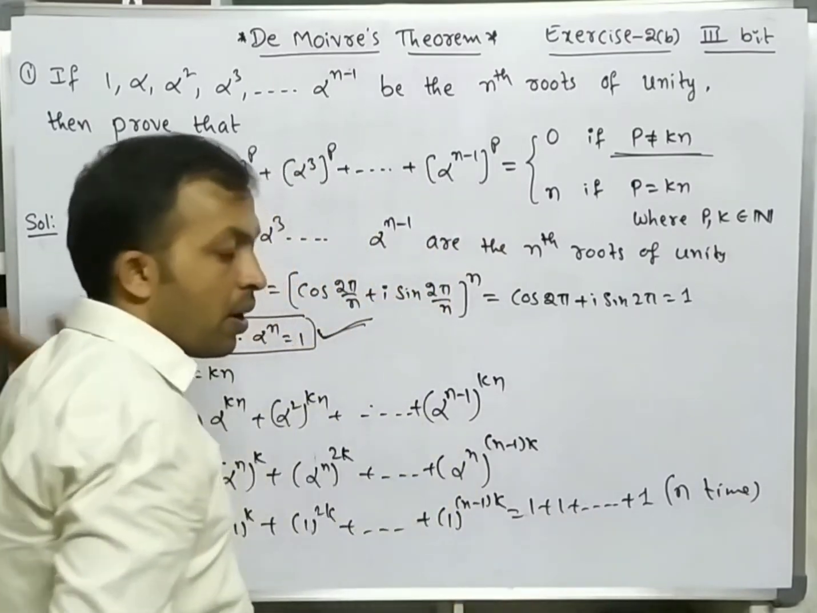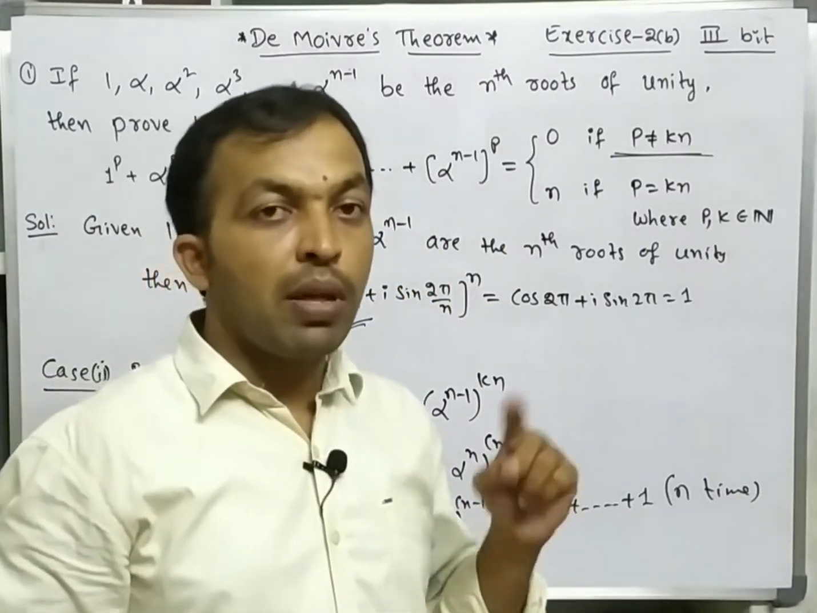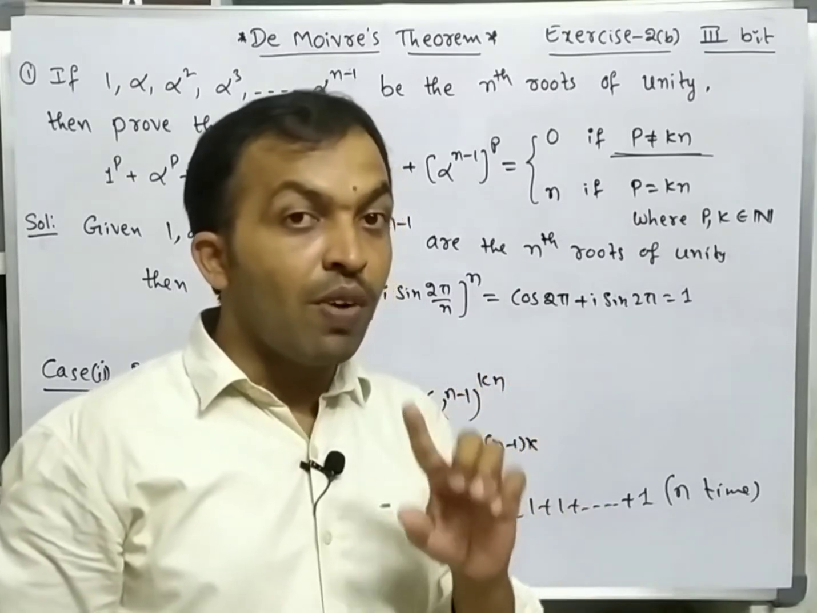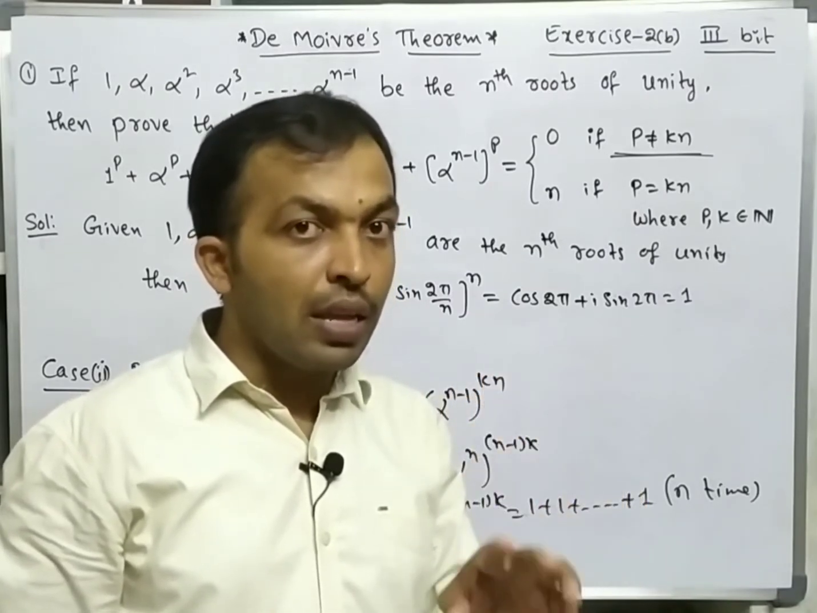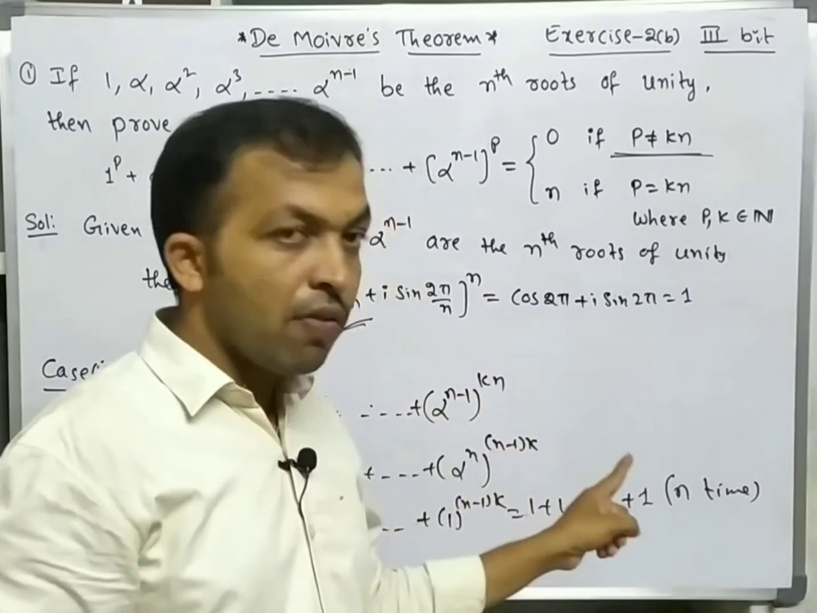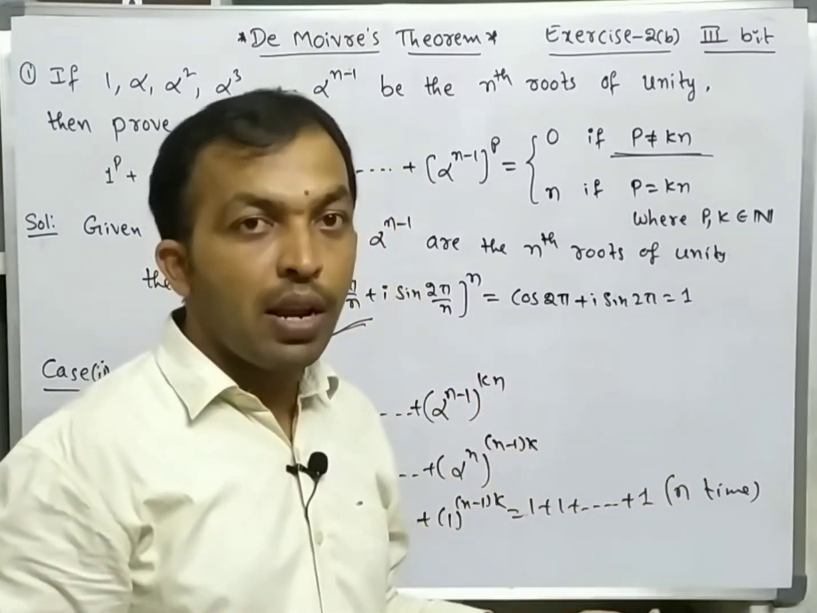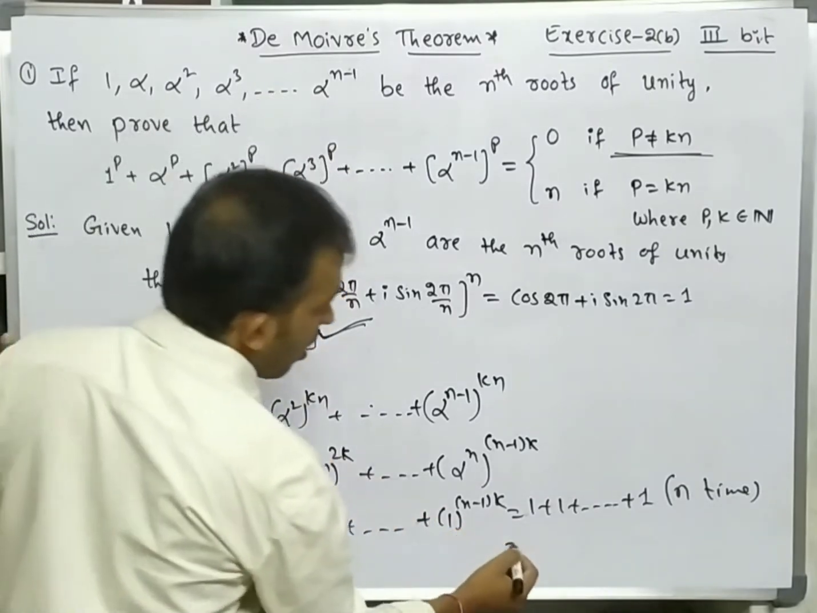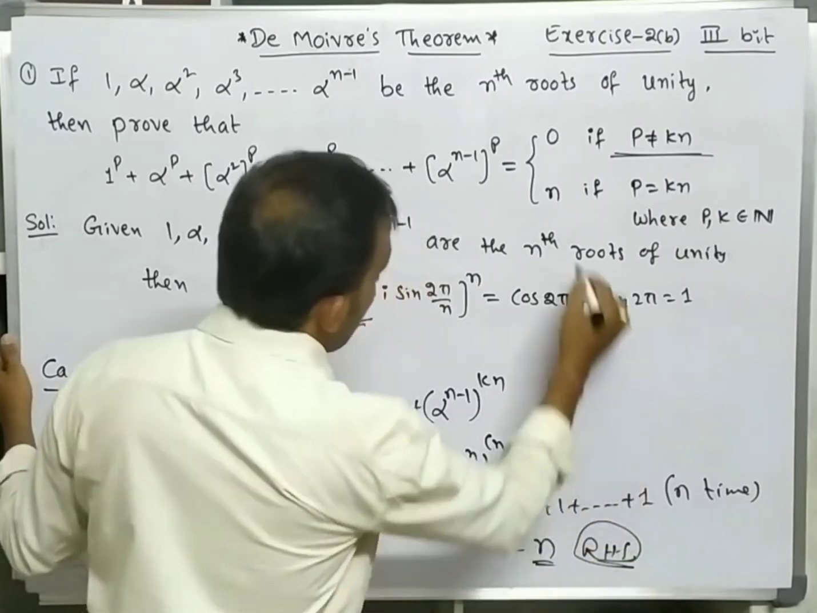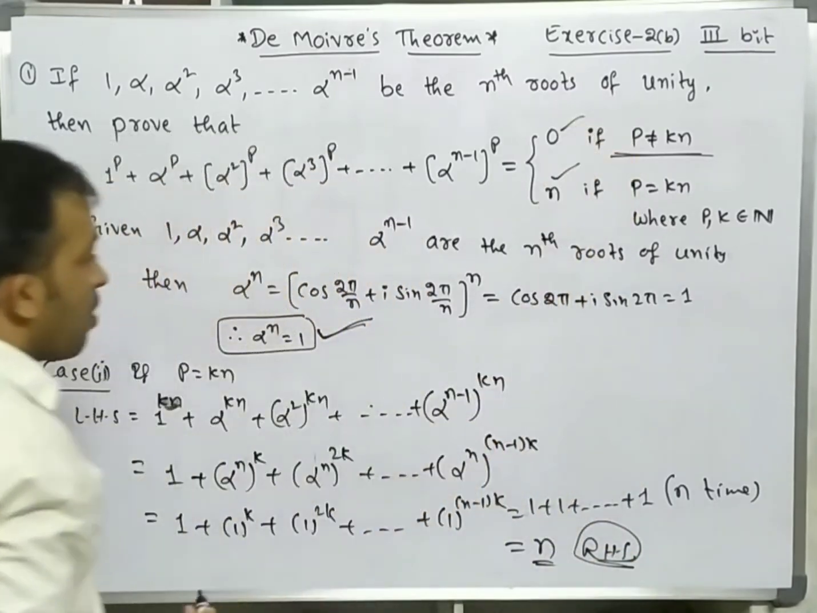So 1 repeated n times: 1 plus 1 is 2 if it is repeated 2 times. 1 plus 1 plus 1 is 3, if 1 is repeated 3 times the answer is 3. So 1 plus 1 plus 1 plus so on, 1 repeated n times, therefore the answer is n, which is equal to the right-hand side. So this is the problem.